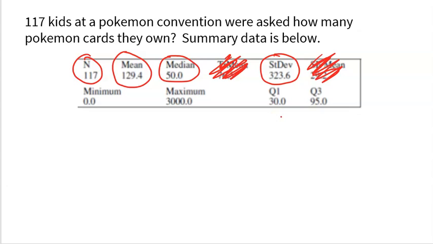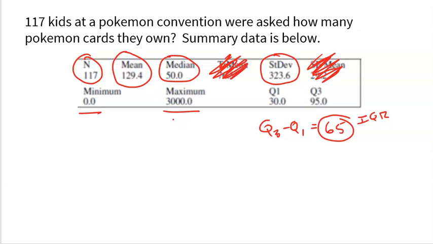We have our quartiles. The third quartile was 95. The first quartile was 30. So I could very, very quickly calculate the IQR by doing 95 minus 30, and that's 65. So the IQR is 65. That's an important number. We also give the min and the max.